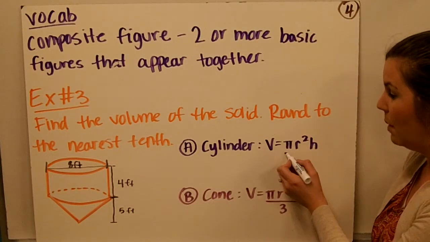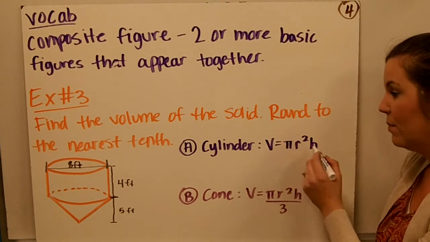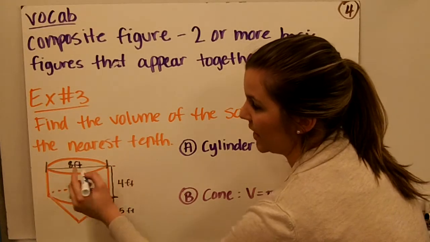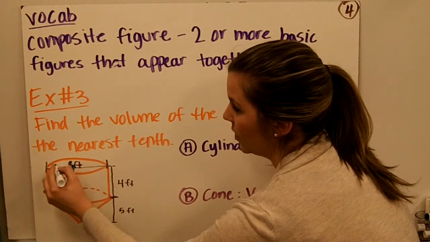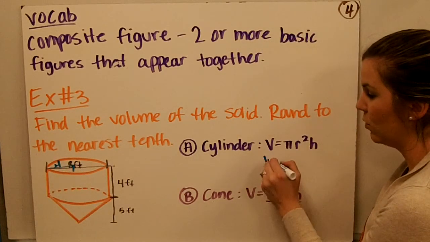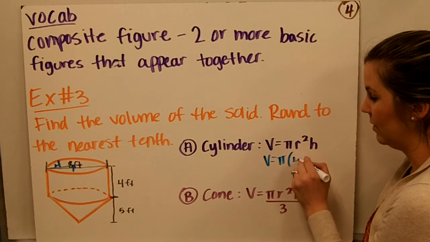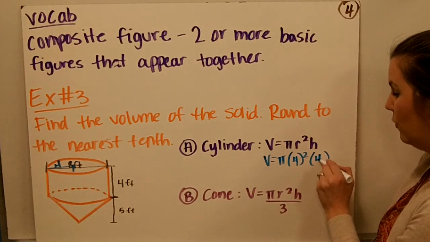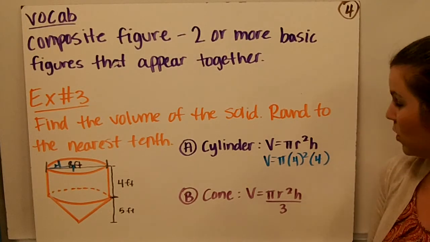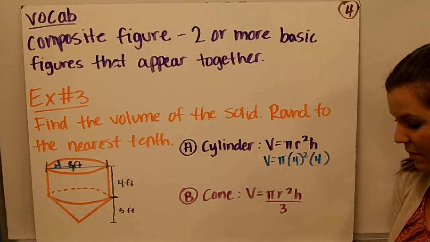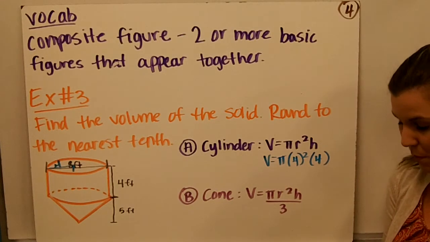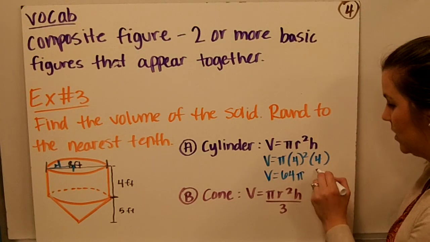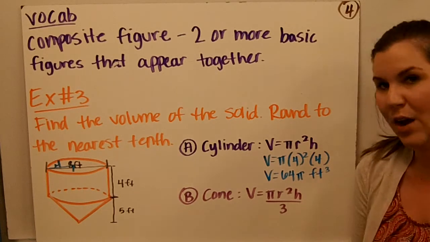That's from a previous video. Pi r squared times the height. Remember, the area of the base times the height for a cylinder. We can see that the diameter is 8 feet. So again, halfway would be 4 feet. So r is 4. Pi times 4 squared times the height of our cylinder. Height of our cylinder is 4 as well. So 4 squared times 4 times pi is 64 pi feet cubed. And I'll round at the end.